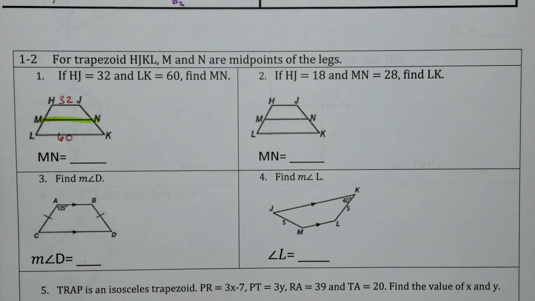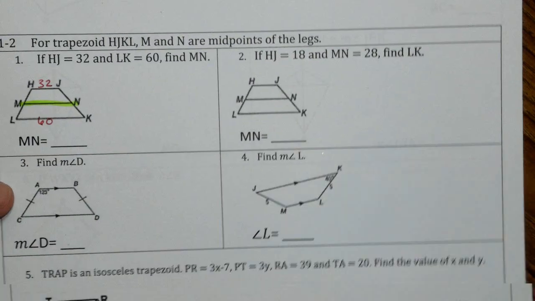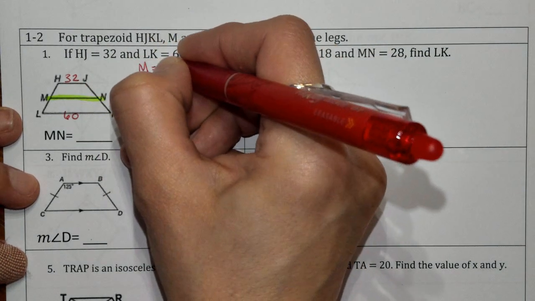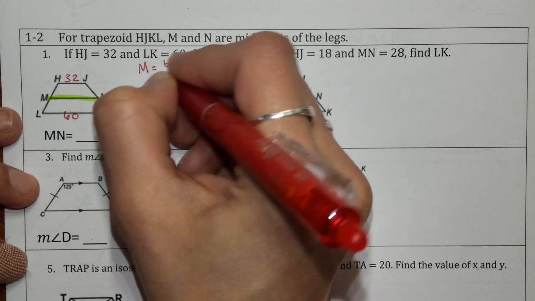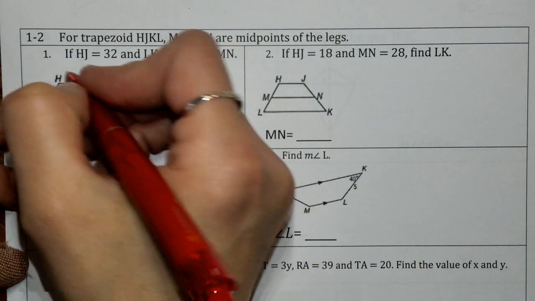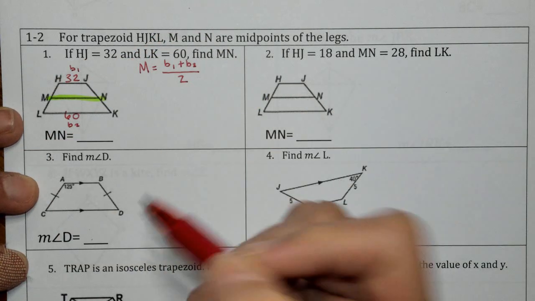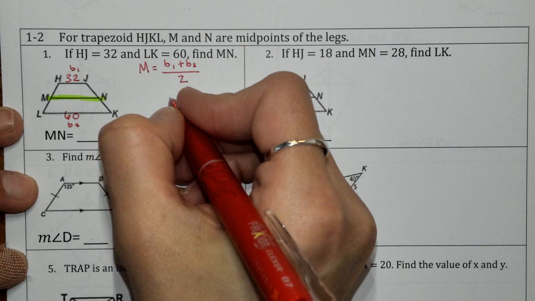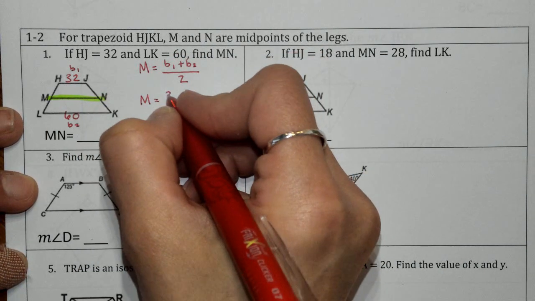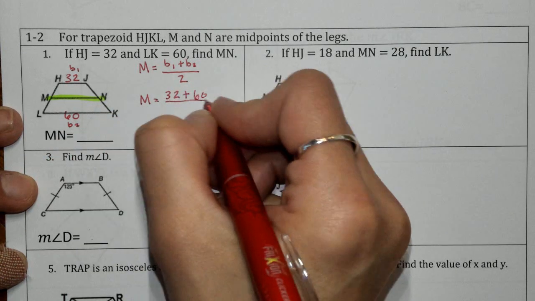So we're going to use our median formula from up here, okay, to solve for this. So let's first start off by rewriting that median formula so we have it right in front of us. We have base 1 plus base 2 divided by 2. So let's go ahead and substitute in. Again, it doesn't matter which one's B1 and B2. Not important. Okay, what's important is where that median is. So here we're going to have our median. We'll substitute in base 1, 32, plus base 2 of 60, all over 2.